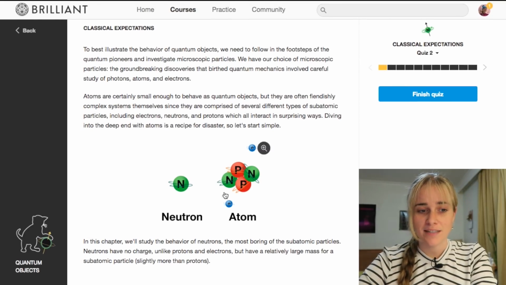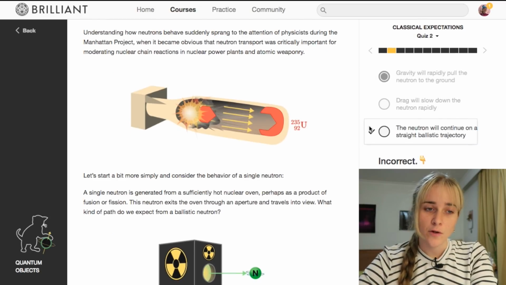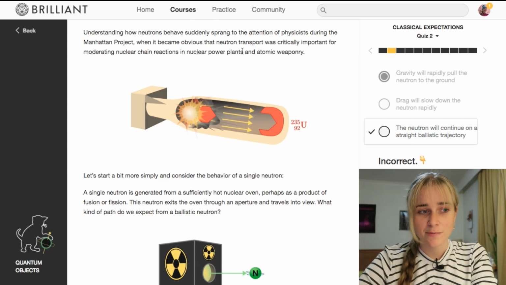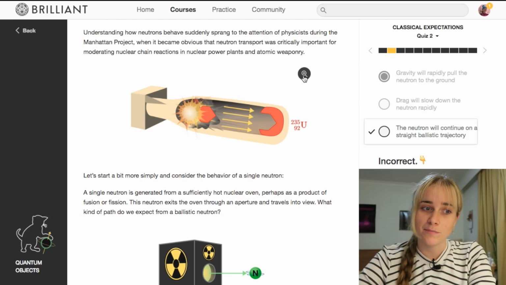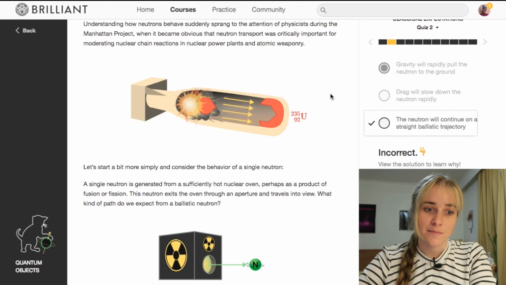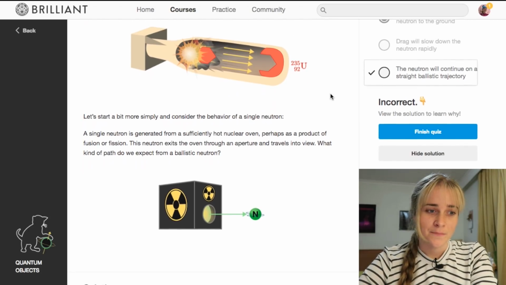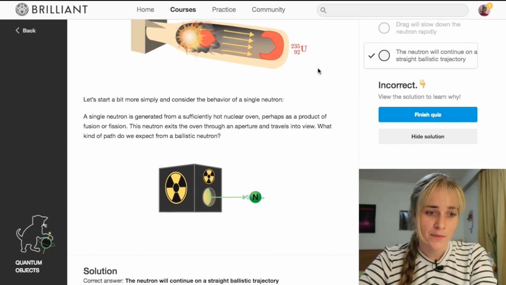This is a particle that's in the atom, makes up the nucleus, and the neutron doesn't have a charge, so it is neutral. A lot of work went into understanding neutrons around the time of the Manhattan Project, when they were involved as an important part in making nuclear power plants and atomic bombs. They relate to moderating the nuclear chain reactions that go on in these processes. So that was where a lot of the interest in neutrons came from.